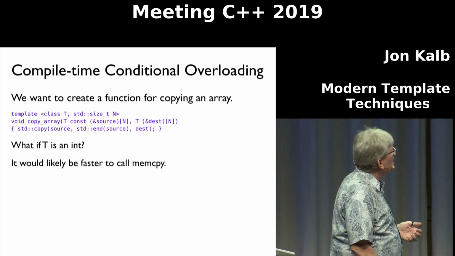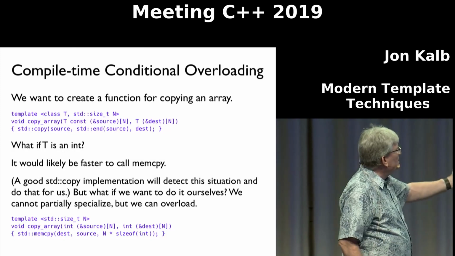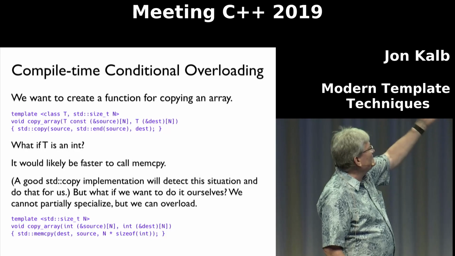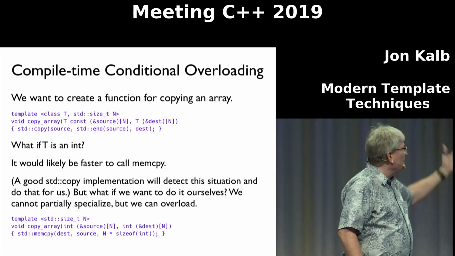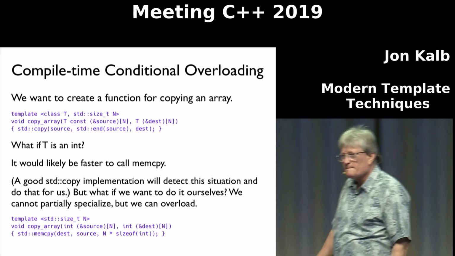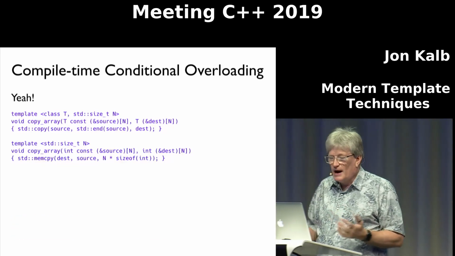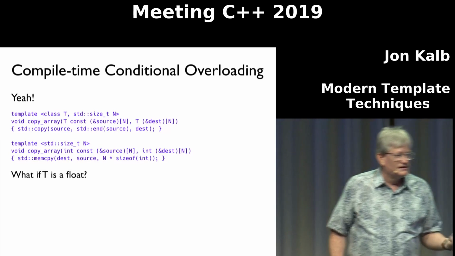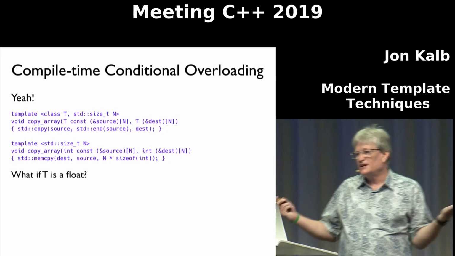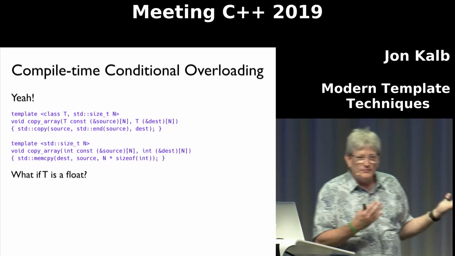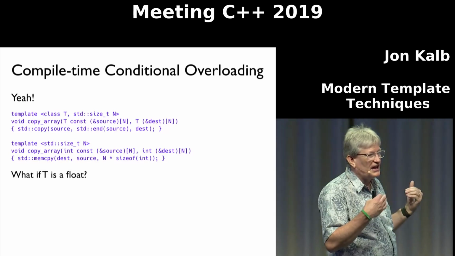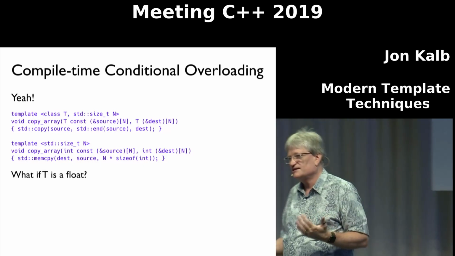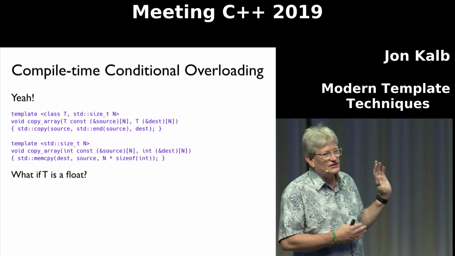So that'd be great. So what we could do is we could just say, okay, I want to specialize this for the case where instead of having t, I have int. And I'll just call memcopy. Okay? Great. The problem with that, though, is what if it's a float? And in fact, now you begin to realize, well, there's lots of types that actually memcopy would be better. And so we have to add a whole bunch of overloads, and we're likely to overlook something, and it's likely to be a mess and be hard to maintain. And that's not the road we want to go down.